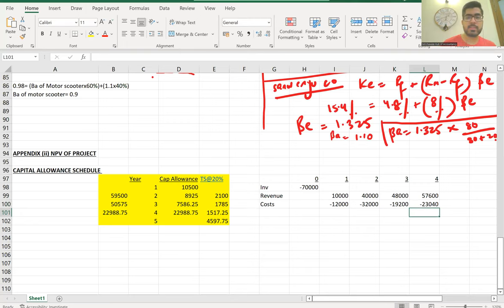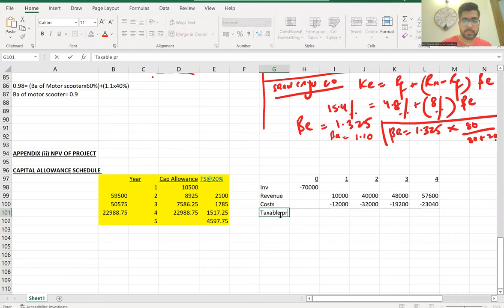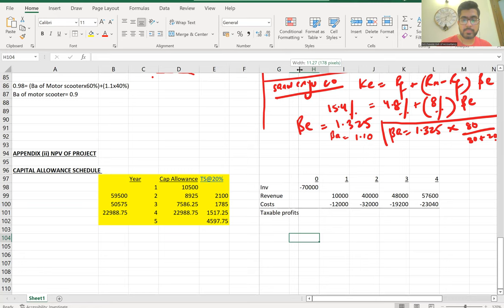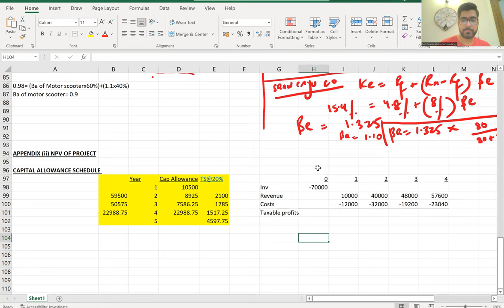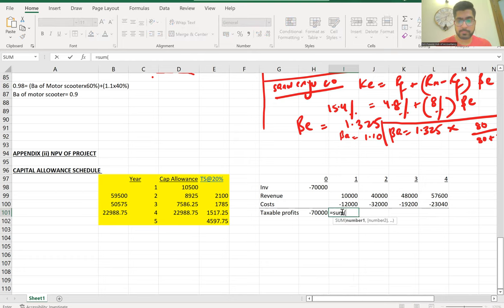Okay, now once revenue and costs are deducted, you get taxable profits. So it's negative 70,000 and you can sum them. In the first year, it's a loss coming.